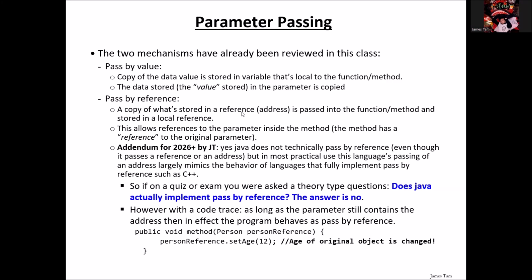You copy what's stored in the reference, which is an address, into the function or method. Again, just like with pass by value, you have a local variable, but this local variable now stores an address. Because you have the address, this allows that local reference, or the original reference, to change the original. So in terms of practical effect, pass by reference will still change the original. And that's where I left it off with 233.